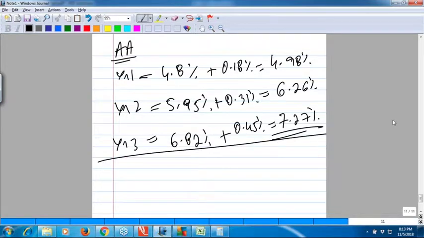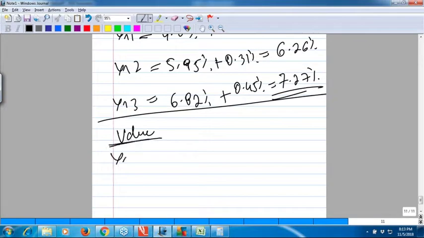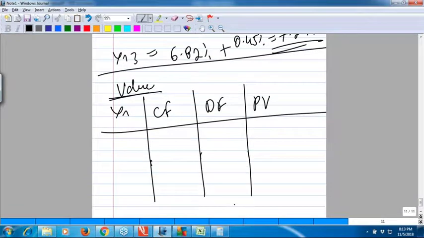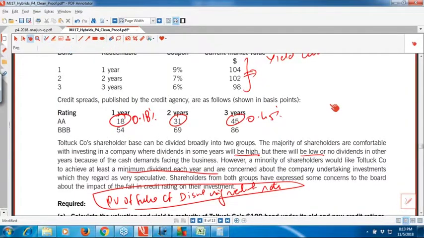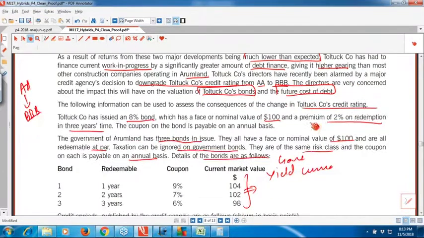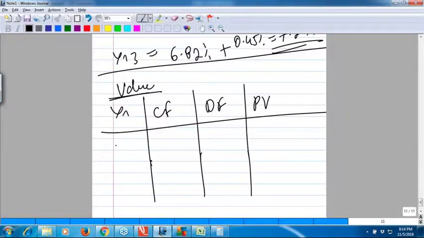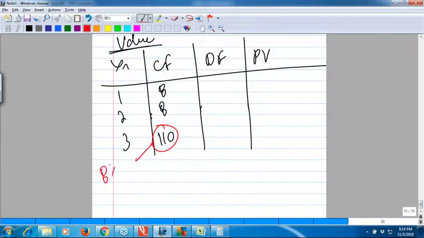Okay, now let's talk. When the credit rating is AA, we have these discount rates. So how would you calculate the value of the bond? We would set out the year, the cash flows, the discount factor, and the present value. You'll have this specific bond: an 8% $100 bond, which is redeemable at 2% on redemption. The bond has a life of 3 years. So you'll have year one, year two, and year three: eight, eight, and 110. Why 110? Because in year three there is going to be an 8% interest plus 102 redemption. So this will make it 110.